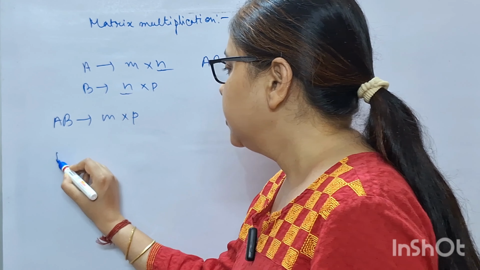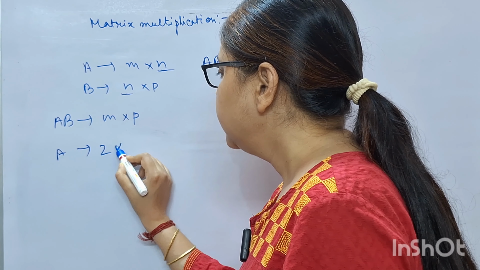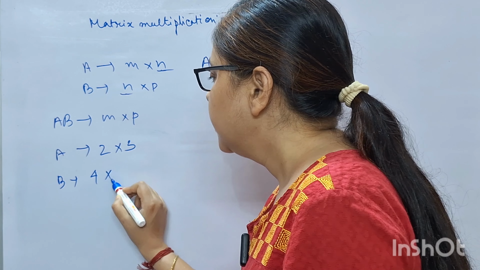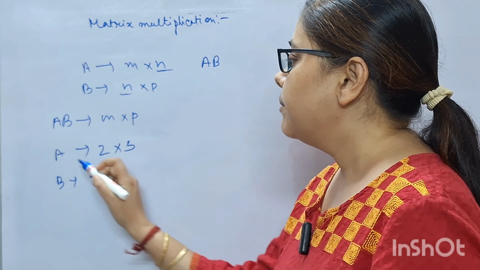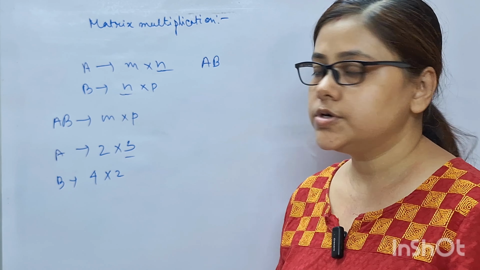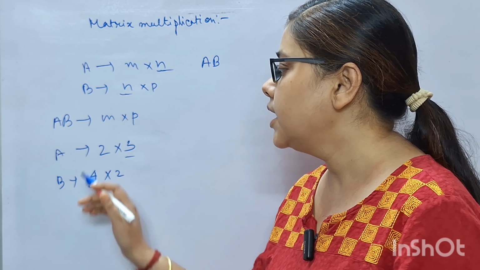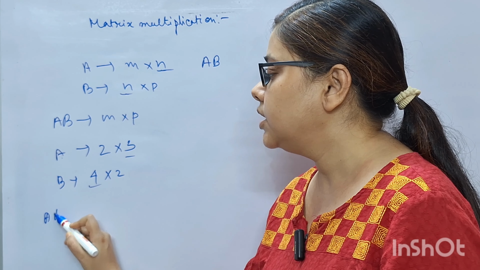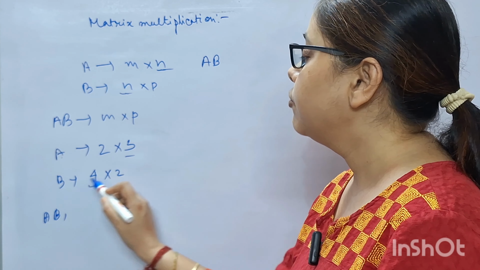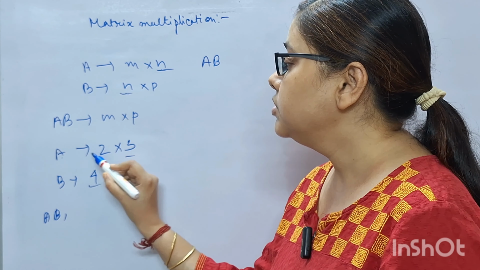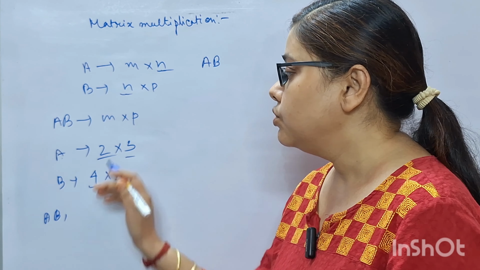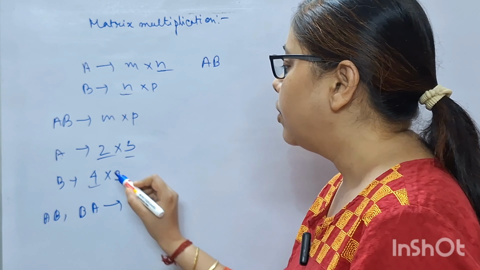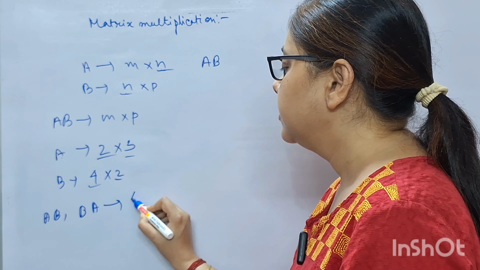Suppose A is a matrix of order 2 by 3 and B is a matrix of order 4 by 2. Since the number of columns of A is not equal to the number of rows in B, the product AB is not defined. But since the number of columns of B is equal to the number of rows in A, the product BA is defined and BA will be of order 4 by 3.